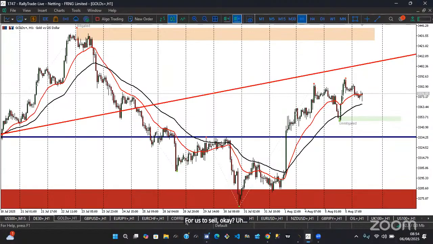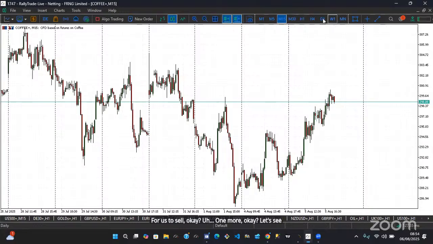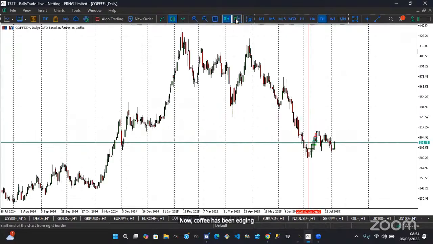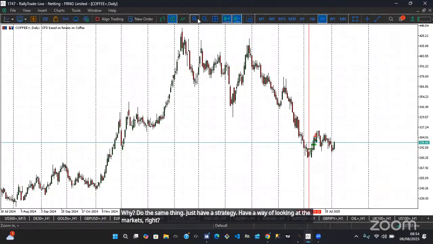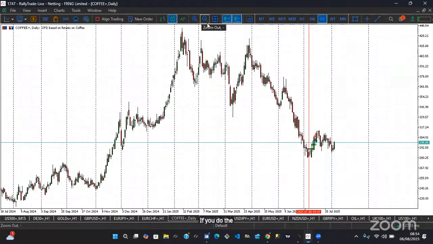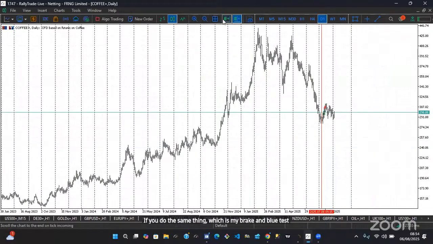One more. Let's see if we look at coffee also. Coffee has been edging to the downside, but recently it's starting to pull up. And why? Do the same thing. Just have a strategy, have a way of looking at the market. If you do the same thing, which is my break and retest, good.